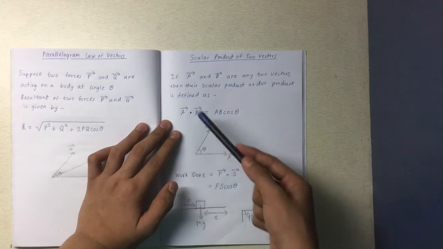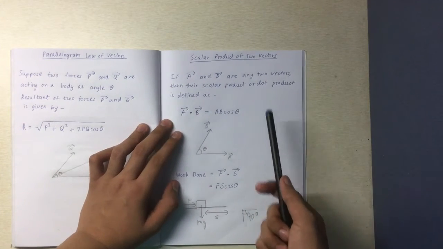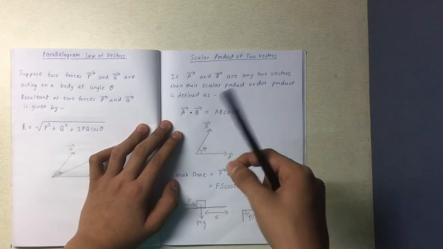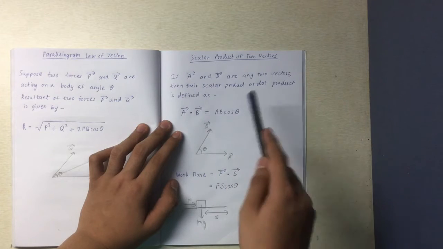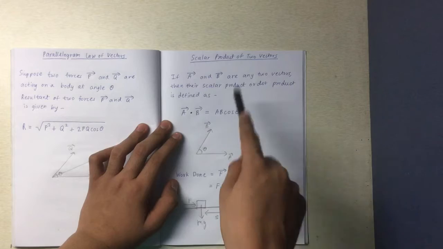You can see the dot here does not mean multiplication. If it were to mean multiplication, then it would be just ab. But it is a dot product, it's just a dot used to represent such a result. So a bar dot b bar is equal to ab cos theta.